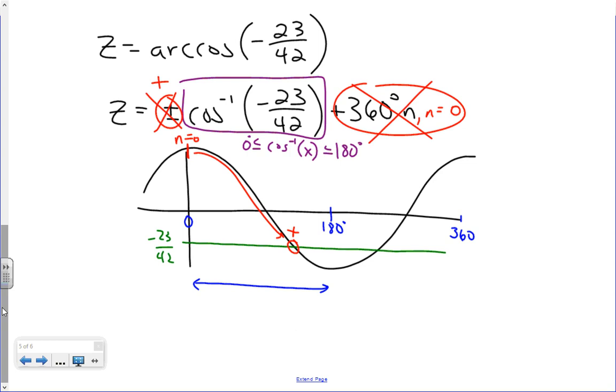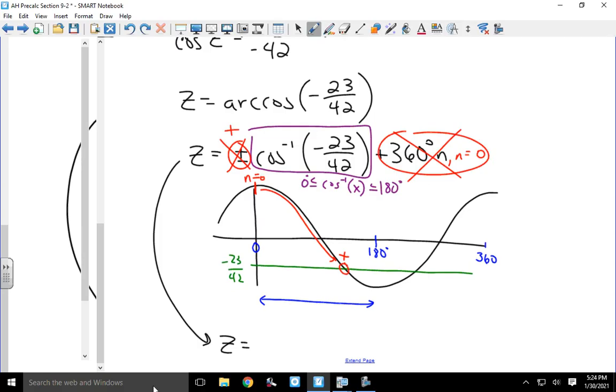Now that's the key here. We're not changing anything else we know or have learned previously about arc cosine. All we're talking about is, if we're solving for an angle in a triangle, this is how we can do it. So the question then is, what does z equal? Let's grab our calculator and evaluate cosine inverse of that quantity.